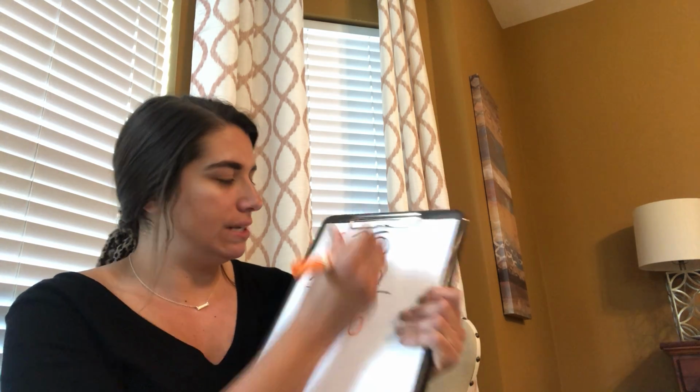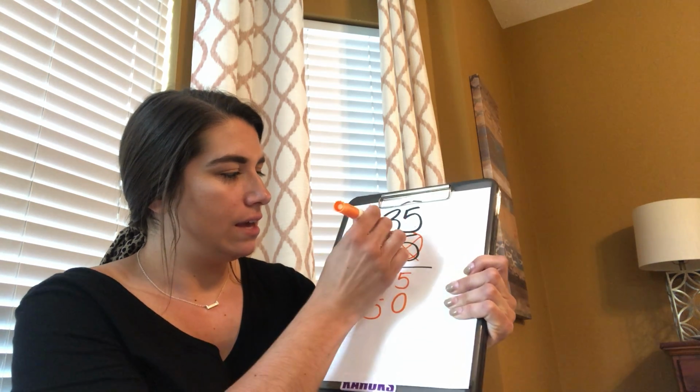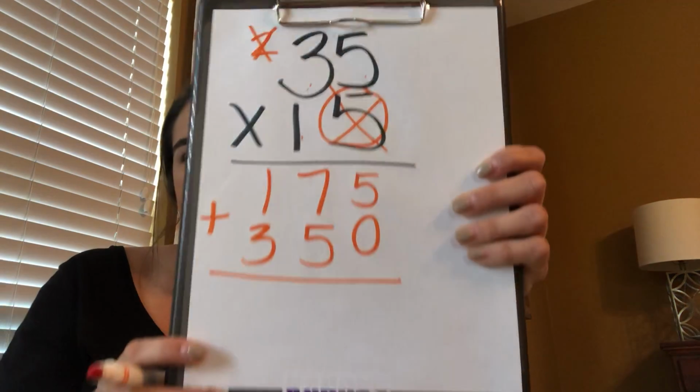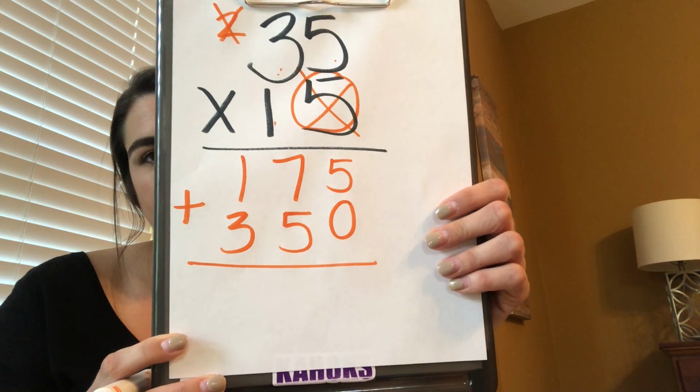Cross out the 0, drop it down, cross out the 2. 1 times 5 is 5, and 1 times 3 is 3. So again, if you didn't get this part, go ahead and pause and fix your answer.